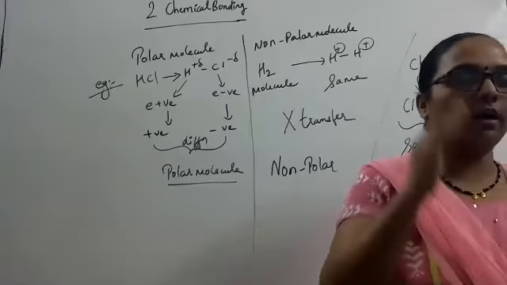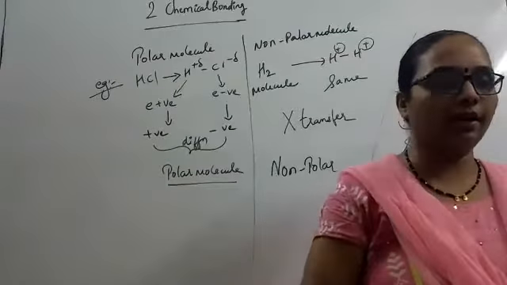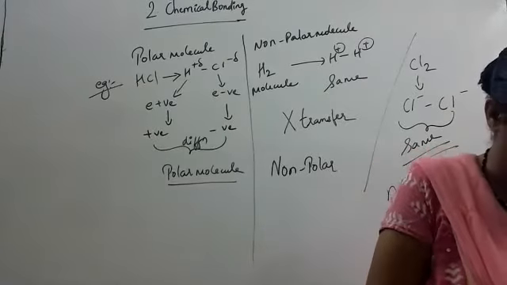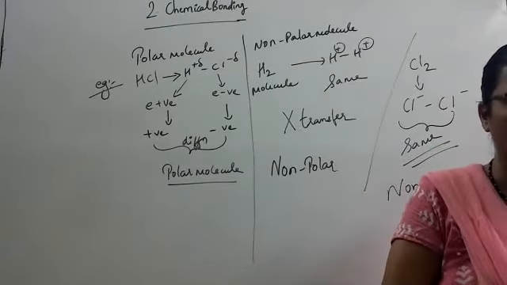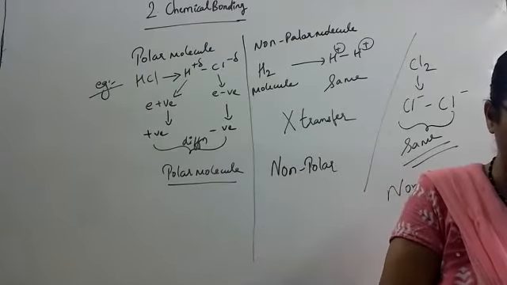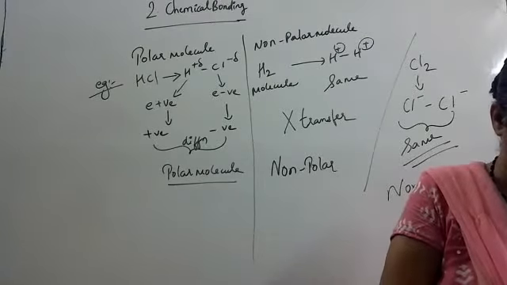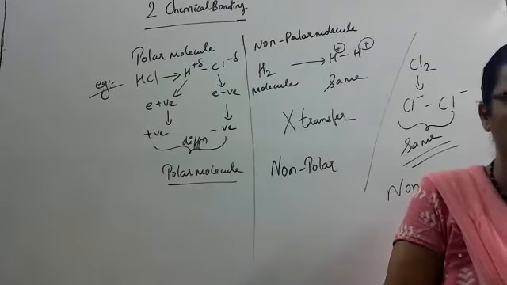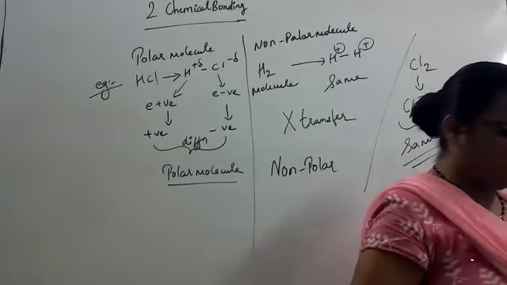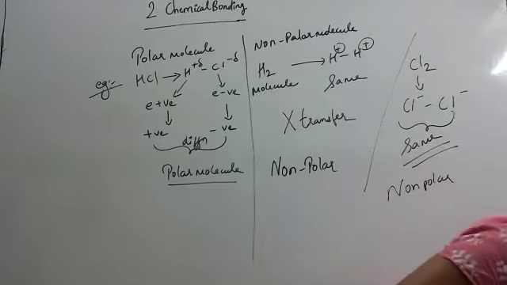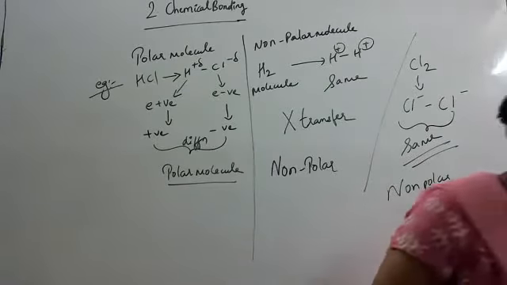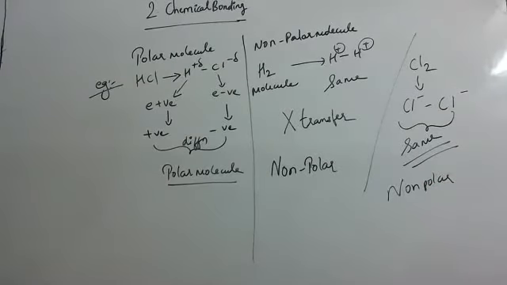Below the question, write another question. It is related. Bond formed in chlorine molecule is non-polar covalent bond.